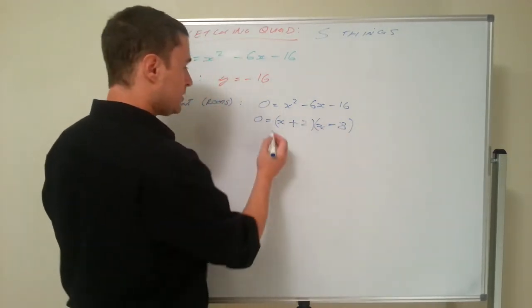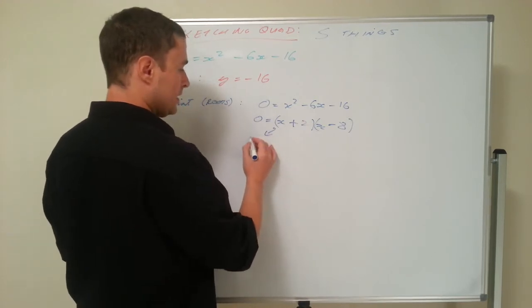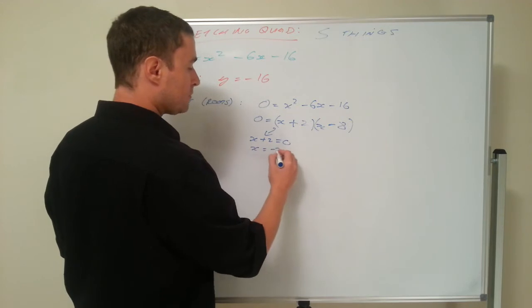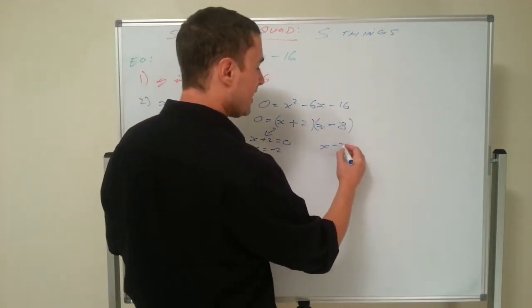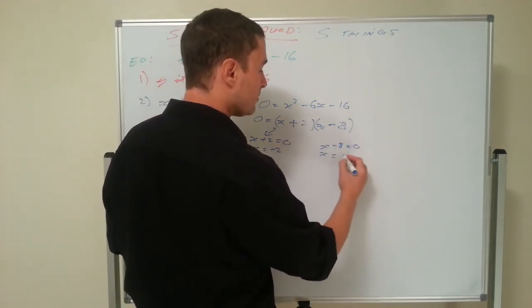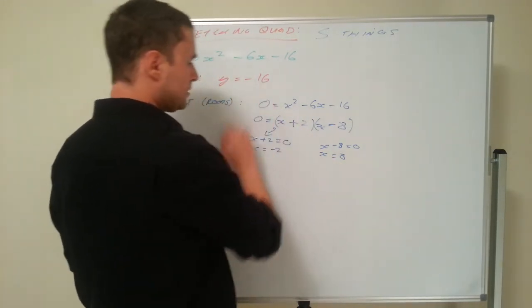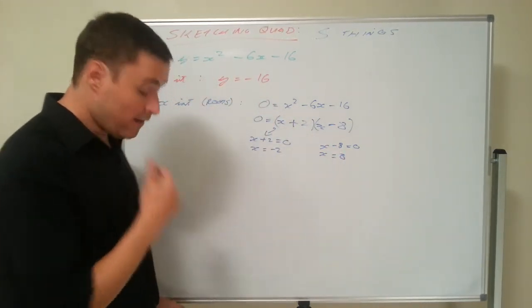This gives me 2 answers. x plus 2 equals 0, so x equals negative 2, or x minus 8 equals 0, so x equals 8. So there are my 2 roots. Y-intercept, 2 roots. Fantastic.